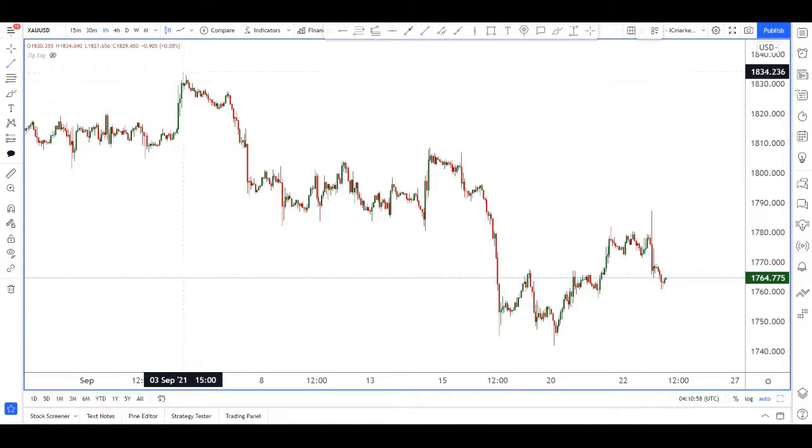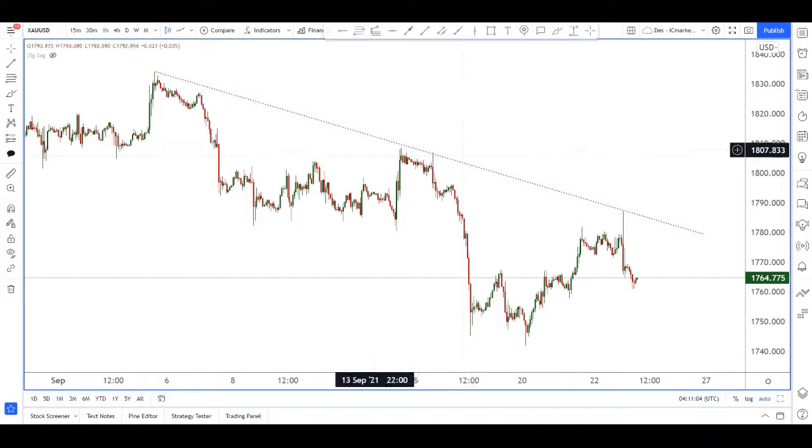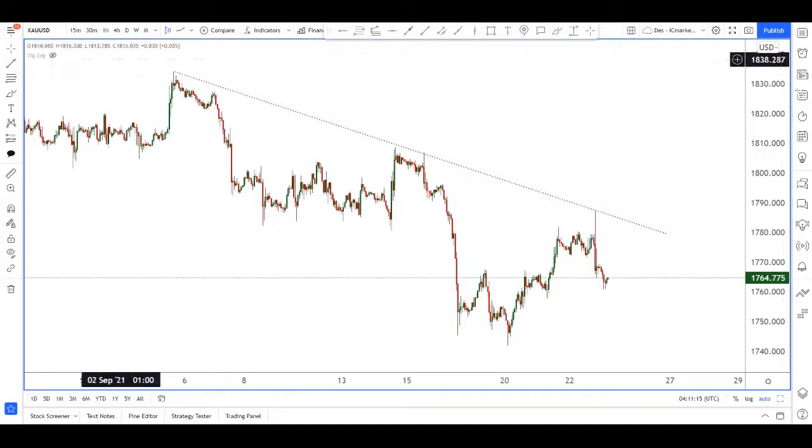First and foremost, I noticed this descending resistance, very nicely touching the wicks a couple of times. So that to me is a very strong sign that we are looking at quite a bit of bearishness, bearish momentum on a shorter-term time frame on the H1 chart.